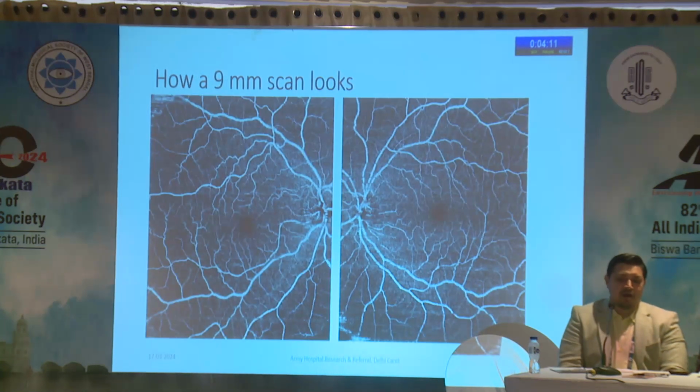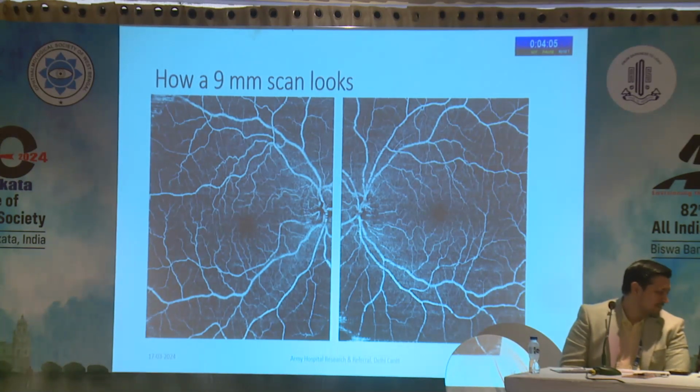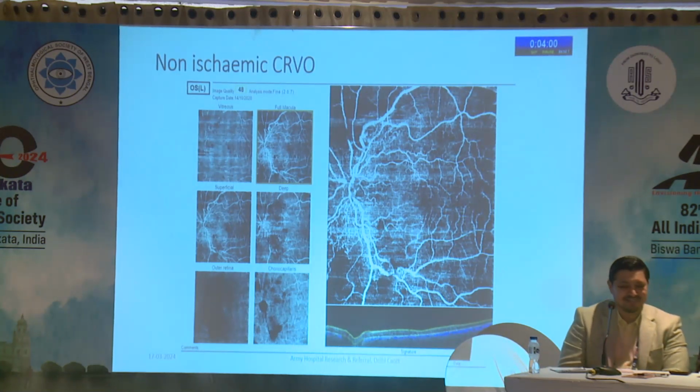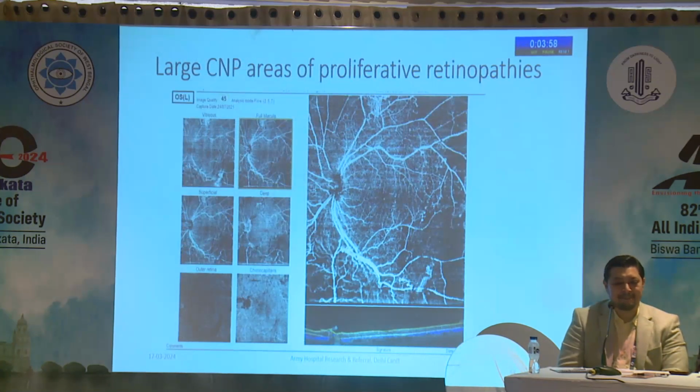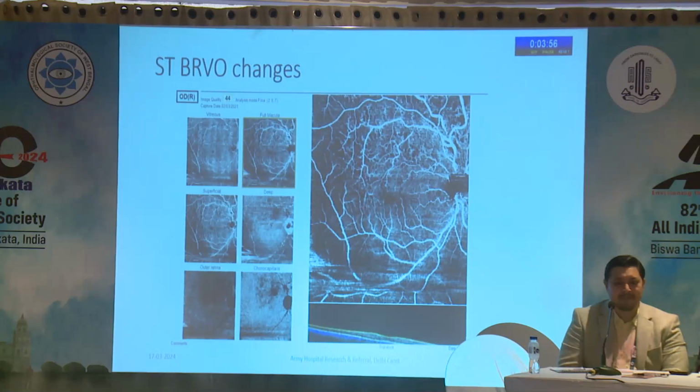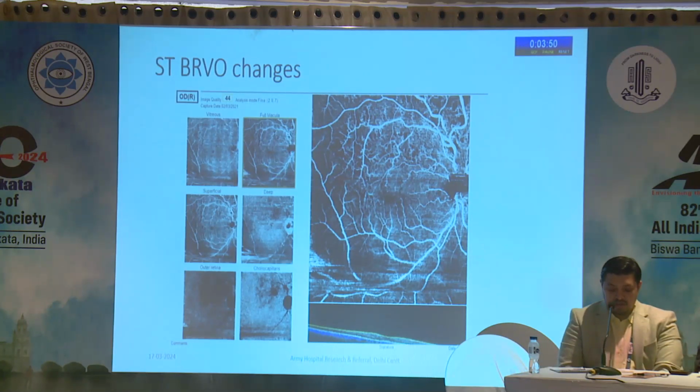This was a 3 mm scan and this is how a 9 mm scan looks. Till now we had a 9 mm scan, very soon you will have a 15 mm scan in this kind of demonstrations. And when you see a patient of non-ischemic CRVO vis-a-vis ST-BRVO, you are able to offer the diagnosis simply based on a non-invasive, non-mydriatic click in your OPD, and you need not put the patient through any kind of angiography.